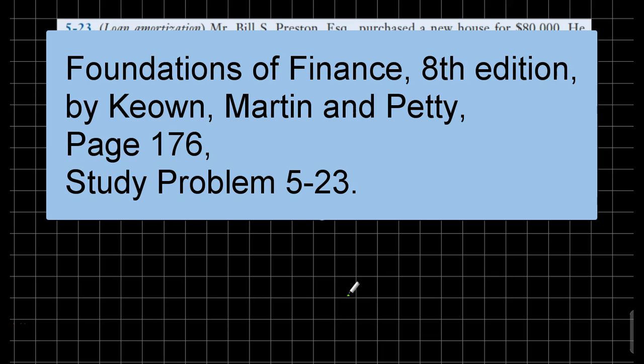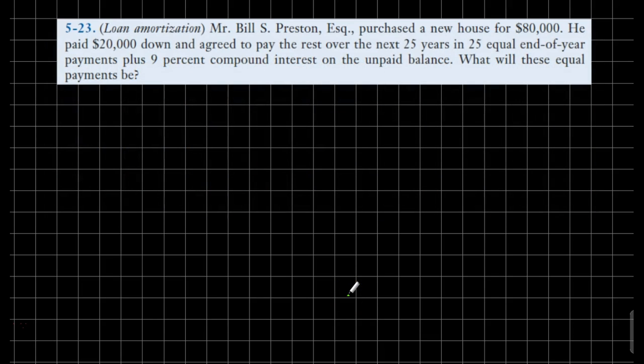We'll go over study problem 5-23 from our textbook. We would like to buy a new house, which is currently valued at $80,000. We can make a $20,000 down payment, and we agree to make equal end of year payments for the next 25 years, and the interest rate is 9% compounded annually. So first we need to figure out how much we need to borrow from the bank.